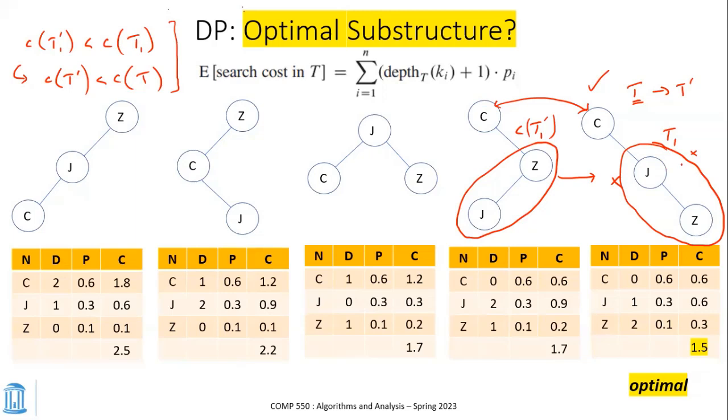We're saying that we've taken this structure out and replaced it with this. The new structure is called T prime. And if T1 prime has lower cost compared to T1, then the bigger problem, the cost of T prime, is also going to be lower. That would be a contradiction, because we've already said that the cost of T is optimal, and you can't have another tree which has a lower cost. So that's going to be our strategy.